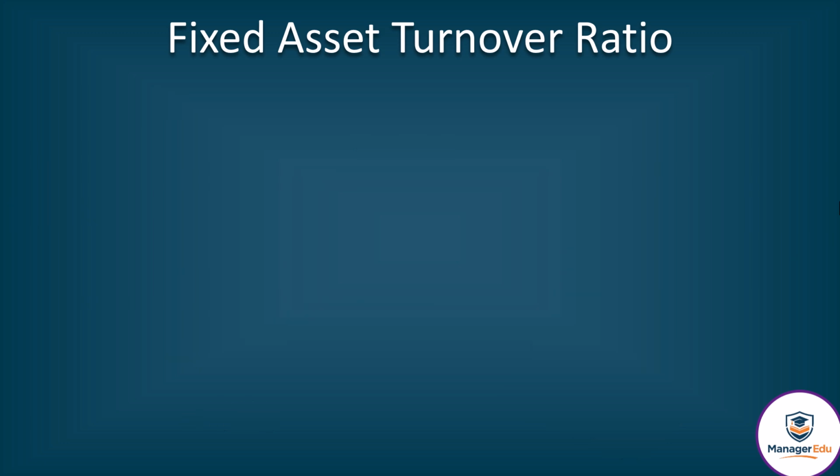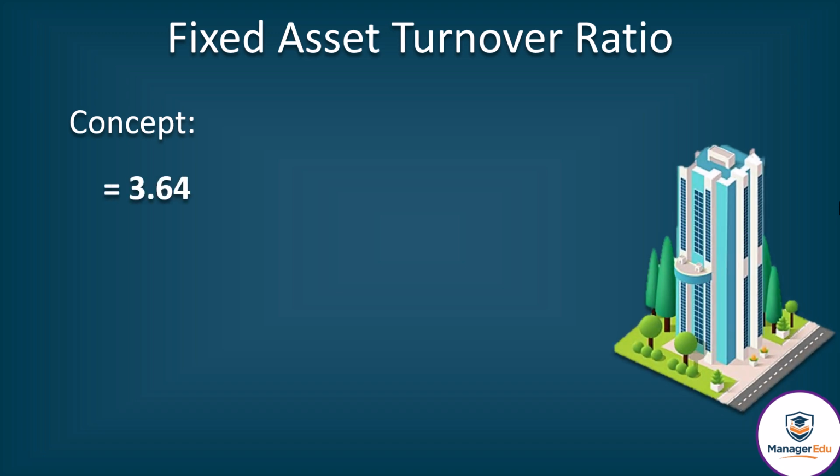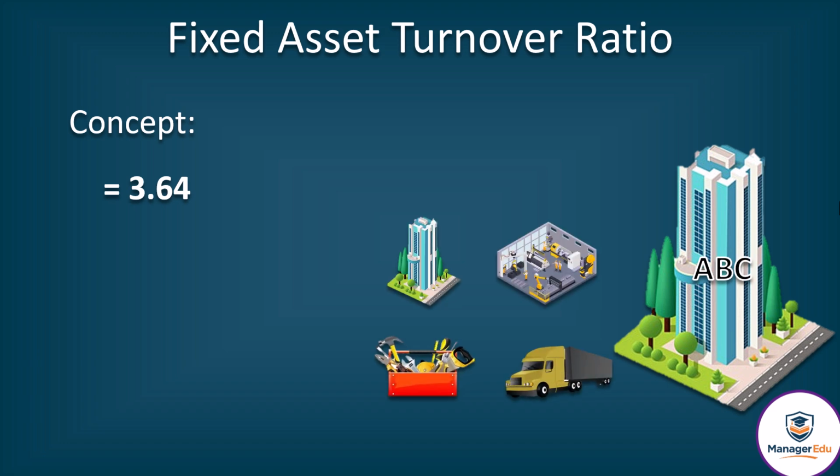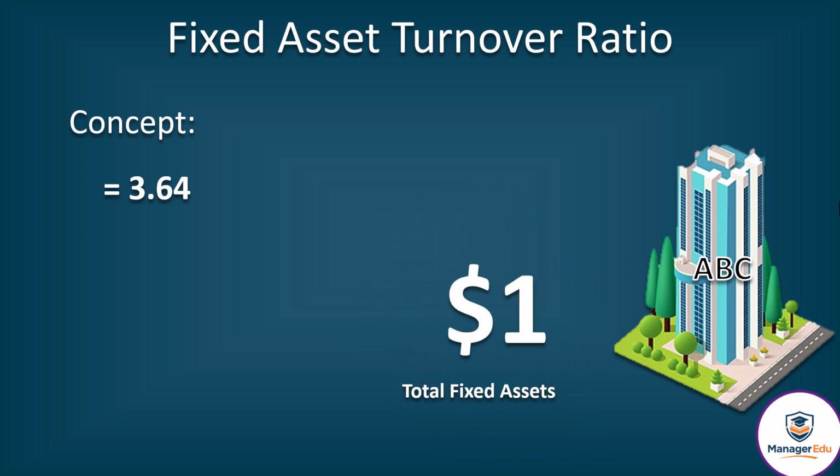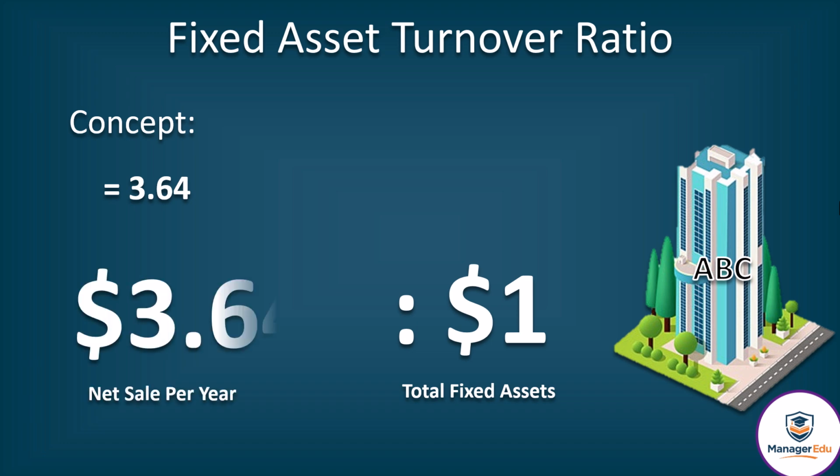Now, let's understand what 3.64 means. For company ABC, the fixed assets include things like buildings, plant, equipment, and vehicles. If we consider all these fixed assets together as a single unit, the ratio of 3.64 tells us that for every $1 invested in fixed assets, the company generated $3.64 in net sales during the year 2023.